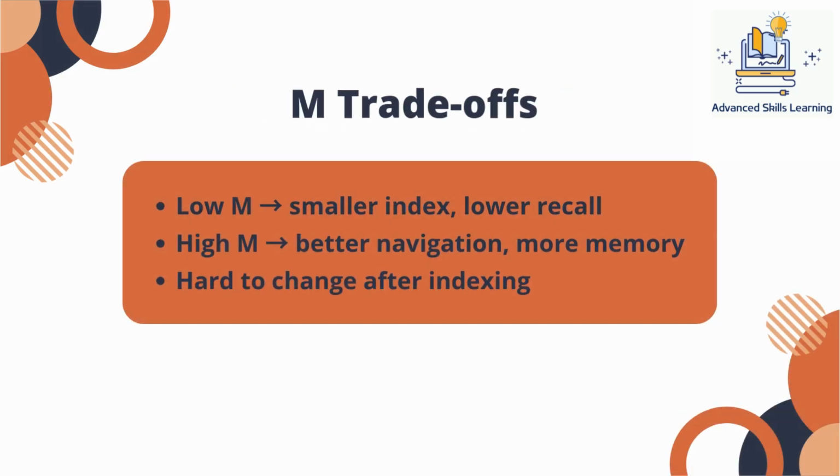Lower M values reduce memory footprint and indexing time, but they can make the graph harder to navigate, which may reduce recall. An important thing to remember is that M is usually fixed at index creation time. Changing it later typically requires rebuilding the entire index, making it a critical design decision. Now let's look at EF_construction.